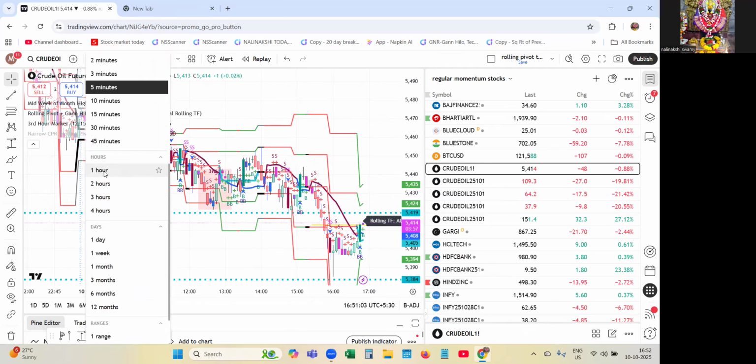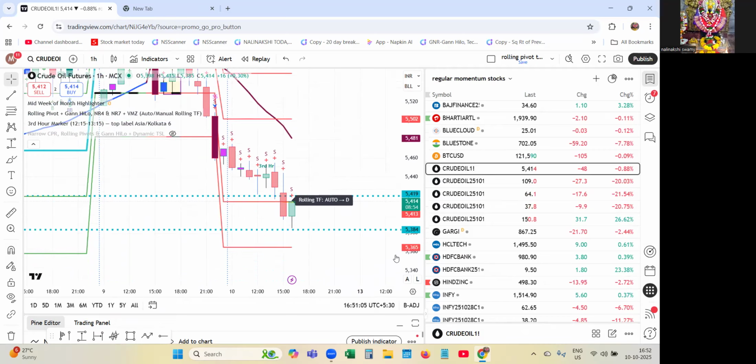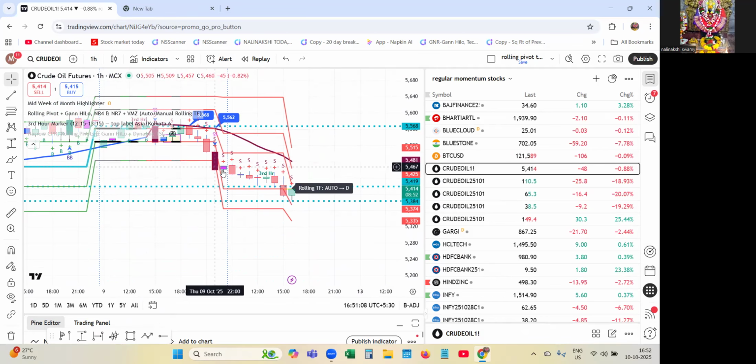If I change it to the hourly time frame, today it has moved like this. This is the pivot, and Gann Hilo is below the pivot. That means it is an intraday pullback and a sell signal has been generated, so it is not a reversal. You need to wait for the pullback rally and then go short in this. So it is in a downtrend. On weekly also it is a downtrend.